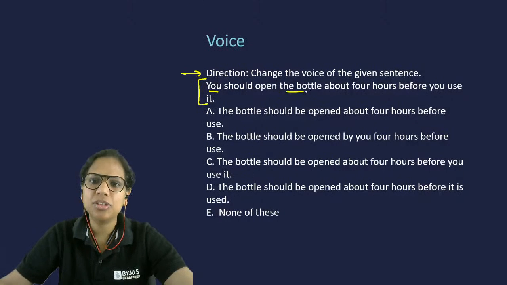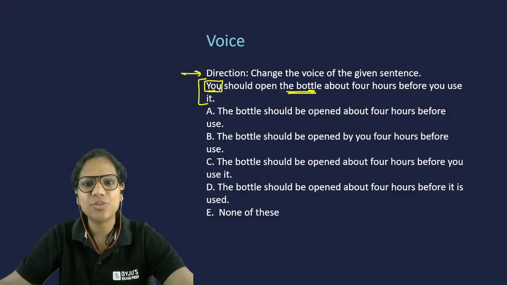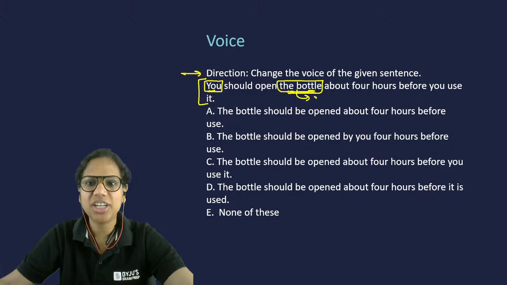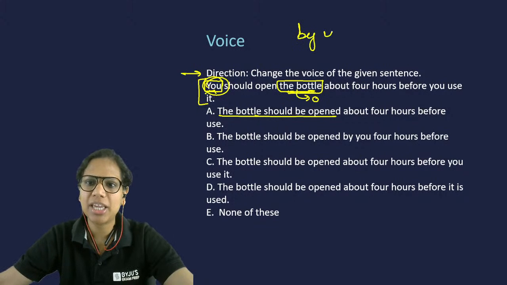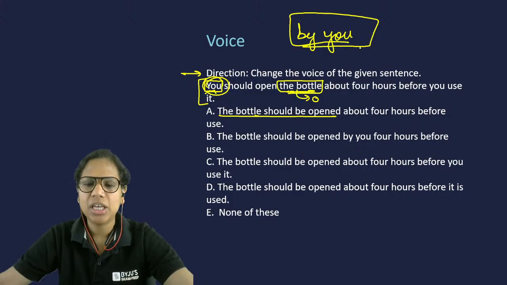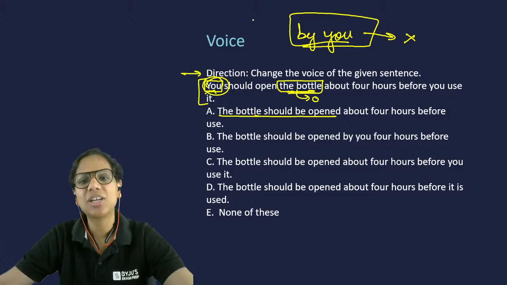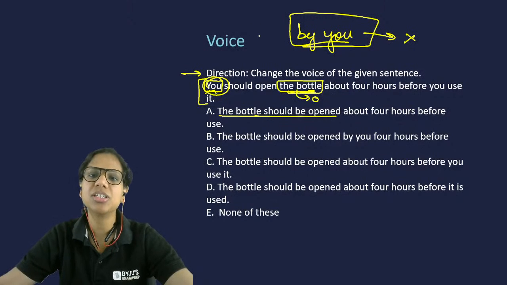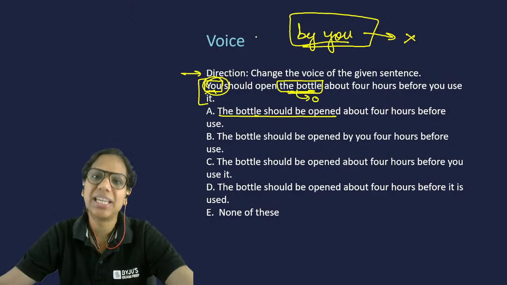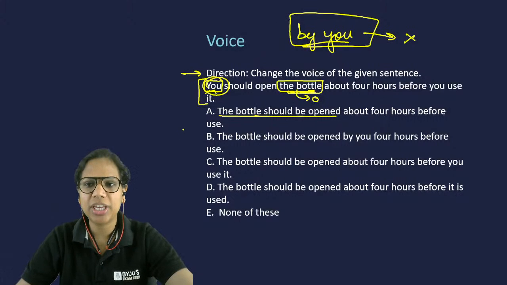You should open the bottle. Now, what happens in passive voice? The object becomes the subject. So the bottle should be opened. Now the question is, do I need to repeat "by you" or not? I can even skip this. Sometimes this subject that becomes the object in the passive voice is skipped because it is very obvious. It is implied.